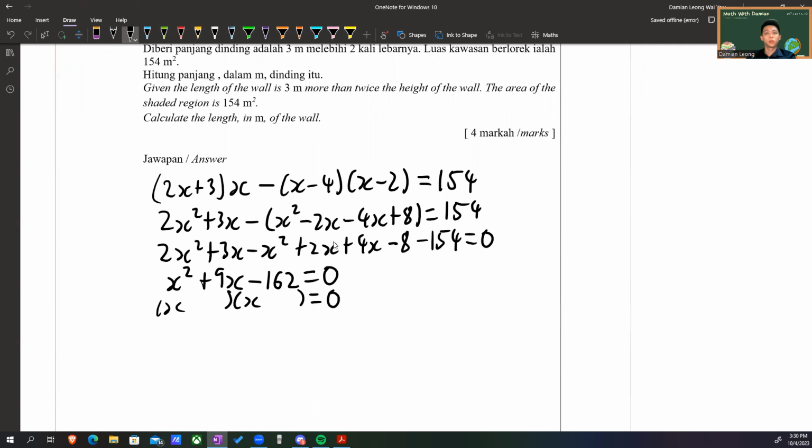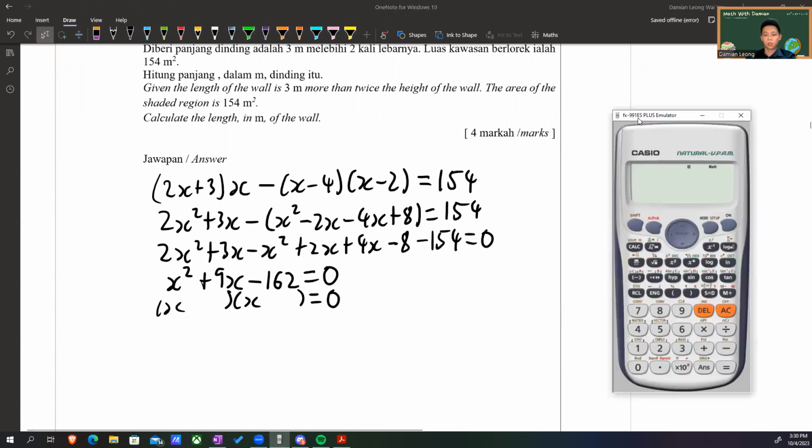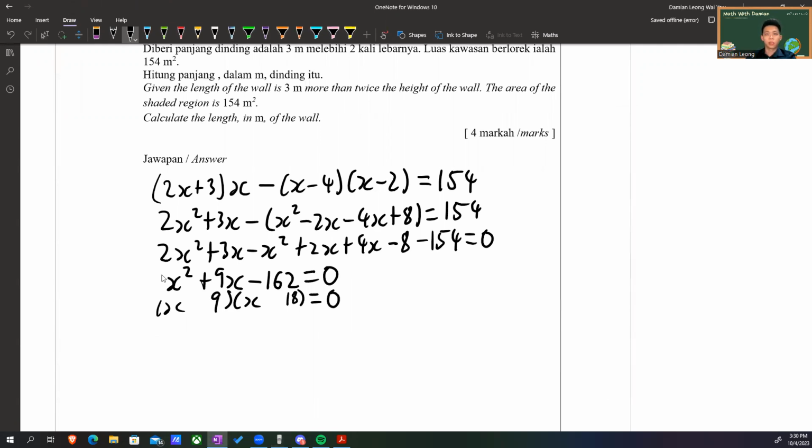If I put 9. Yeah, it is 9 times 18. 9 times 18 to get 162 plus 9. So plus 18 minus 9. So it's either x minus 9 is 0, x is 9, or x plus 18 is 0, x is negative 18.